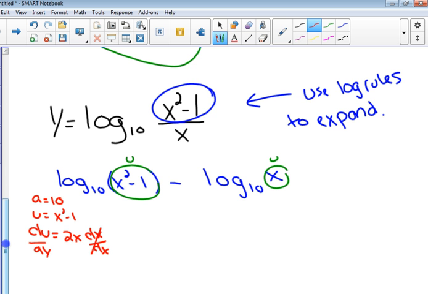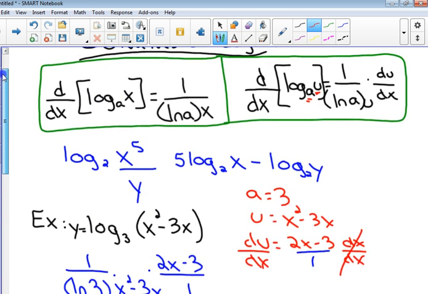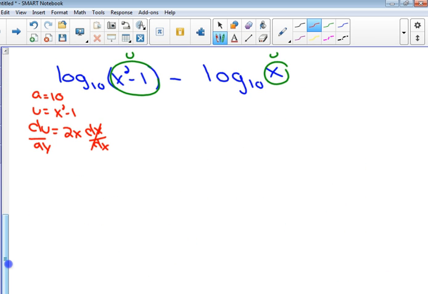So when we sub all of your information in from the first part, 1 over ln A times u, so 1 over ln 10, times the u, x squared minus 1, then on the top times 2x. So this is kind of like your first part. Is this making sense to you guys?